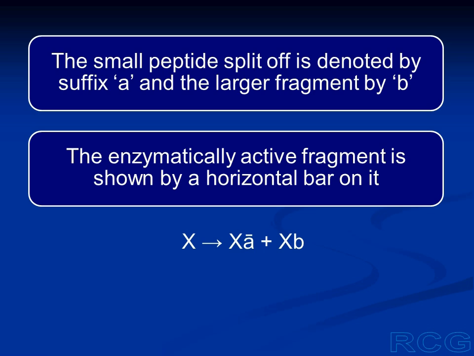For example, we have a protein here, say X. It is split into XA and XB. XA is the smaller fragment, XB is the larger fragment. In this case, XA is the active enzyme. So this horizontal bar over A shows that this is the enzymatically active fragment.